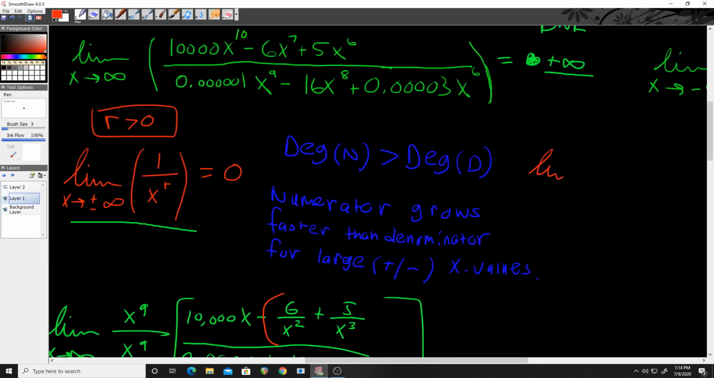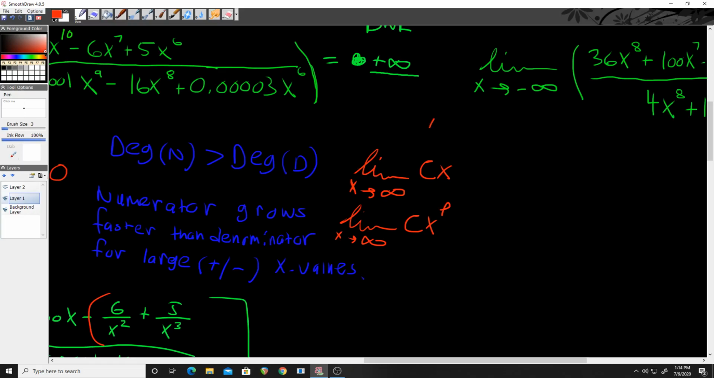Limit, and let's be careful. If x approaches positive infinity, and let's say we have some number times x, or x approaches infinity, it could be some number times x to some power. Okay, and again, we're assuming here that p is bigger than 0, just like before.